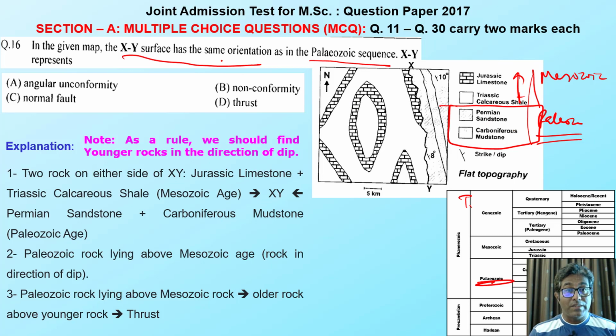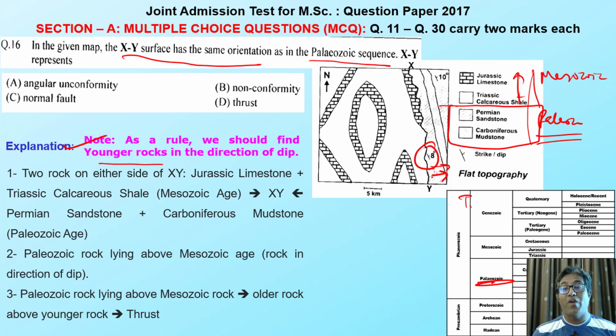So the orientations are the same as the Paleozoic. So the Paleozoic orientation is like this one. And why did they give me the dip? Why did they give me this dip angle? Because in the dip direction, I will find the younger rock. There's a rule that we should find younger rock in the direction of the dip. Now the orientation of this Paleozoic rock is the same as XY.